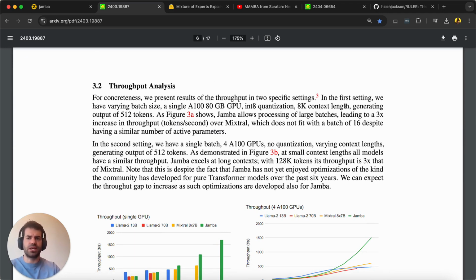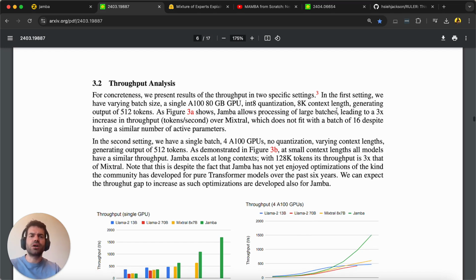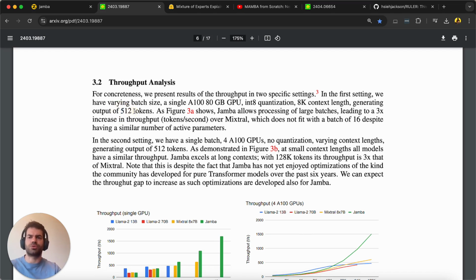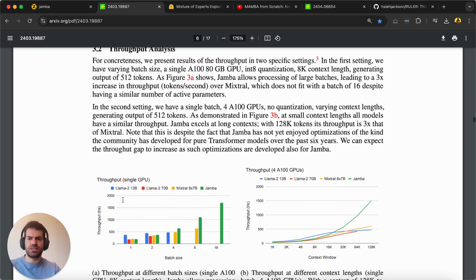Okay, so you can see here several settings where we really made sure that we have all the same hardware for everything, really setting the scene so the playground will be fair. And okay, you can see 8K context length, generating the output of 512 tokens. And here you can see this graph.